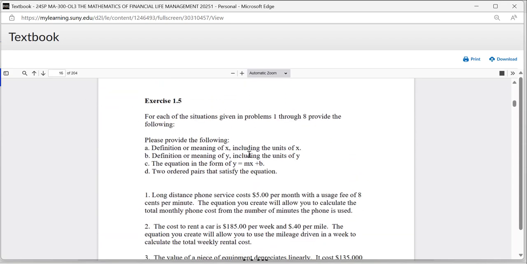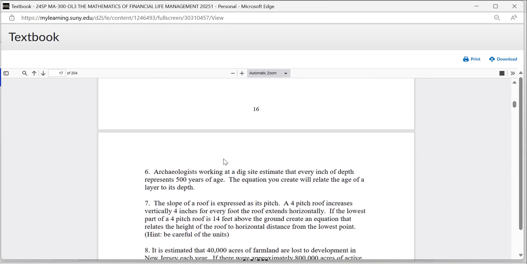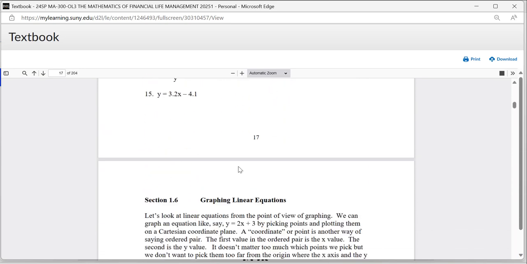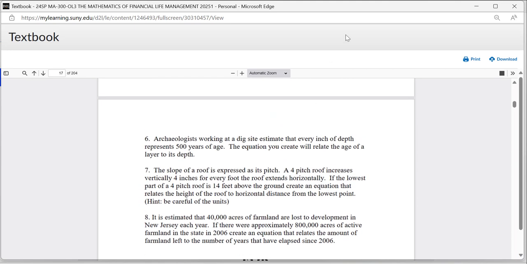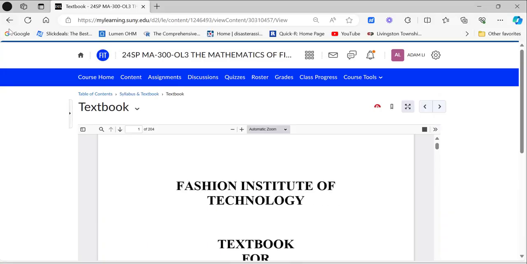Okay, exercise here. You're going to complete all the questions here from section 1.5. So that's basically how the homework works. Again, if you have any questions, send me an email. I will provide guidance. That's the textbook.